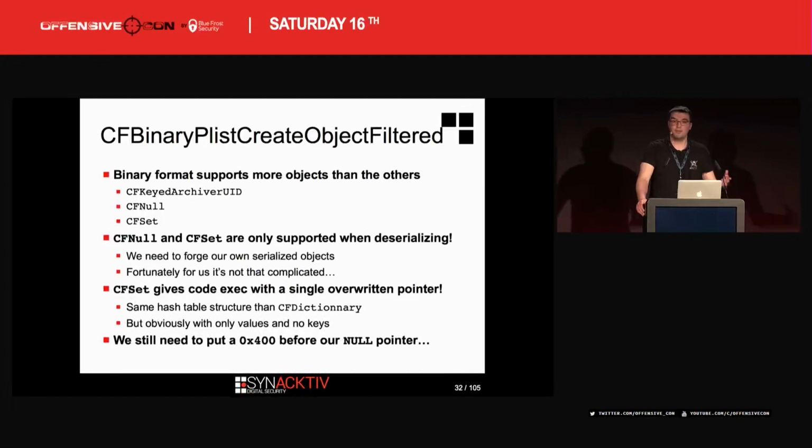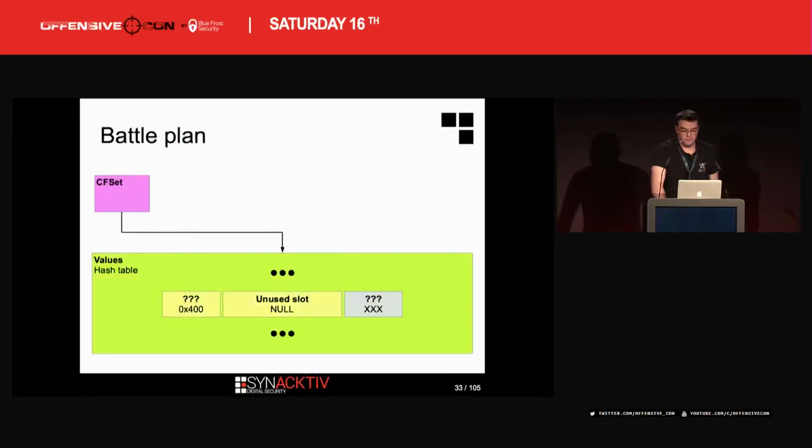If you try to use the API to serialize a CF set, it will just throw an error and you won't be able to serialize those values. So you have to forge your own CF set serialized value. And what's great with CF set is that it uses the exact same hash tables as the dictionary, but obviously there are only values and no keys in a CF set, so you just have to overwrite one null pointer to get code execution. But we still need to put 0x400 before our null pointer.